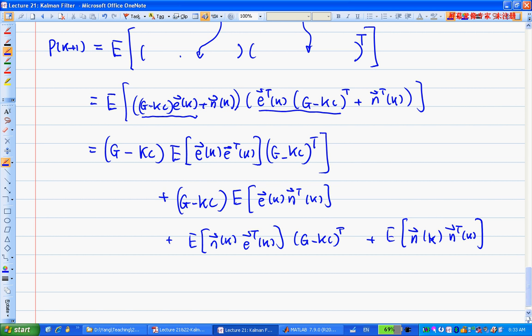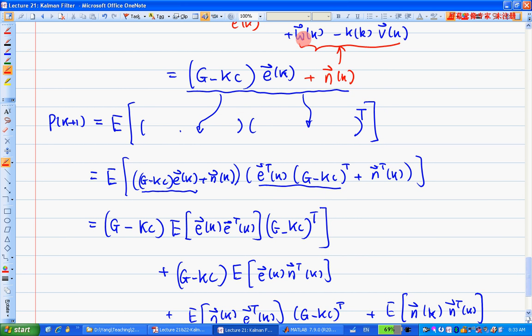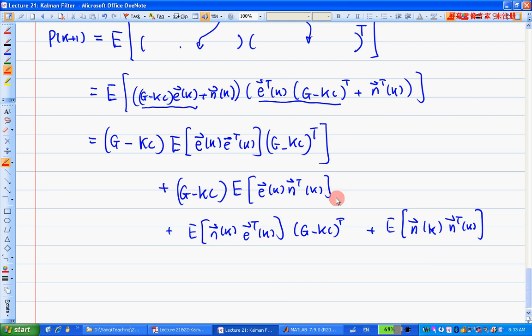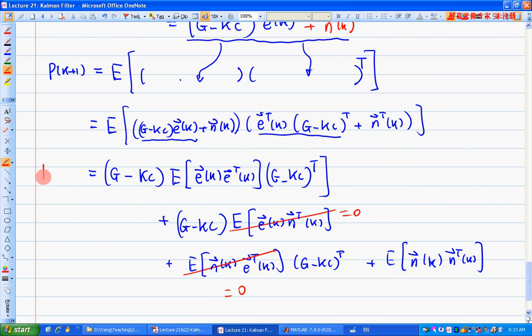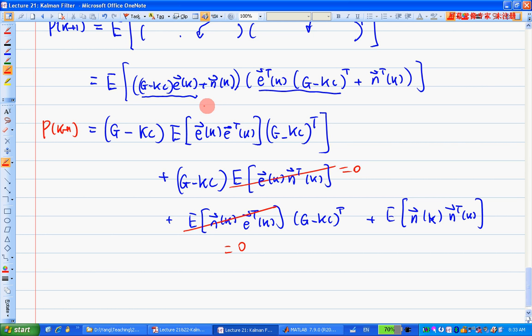Now watch carefully. Expected value of the error E and N here. What's E? E is a noise, and N is also noise associated with the W and the V here. So you can prove that this term is actually going to be 0. They are independent, and this term is going to be 0 too. So what you're left with is this one and this one here. Is that good? So this is P of K plus 1 equal to this by this by this, and then plus this. And what is this term here?